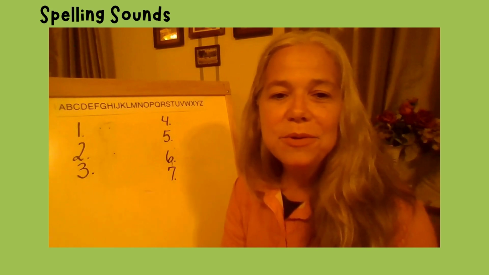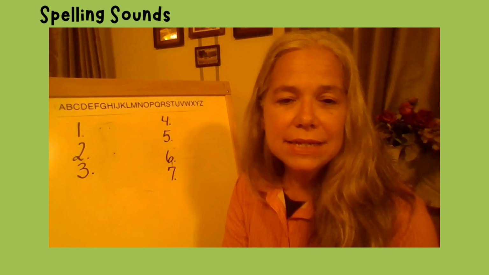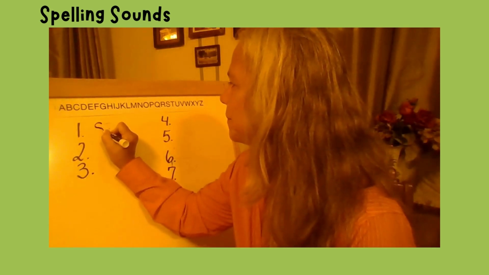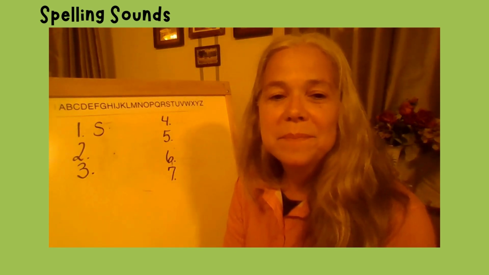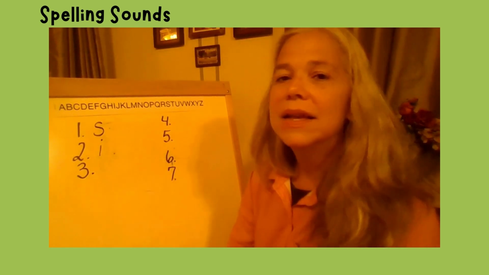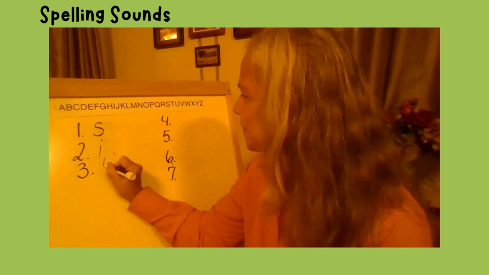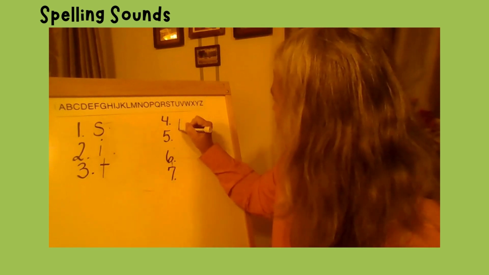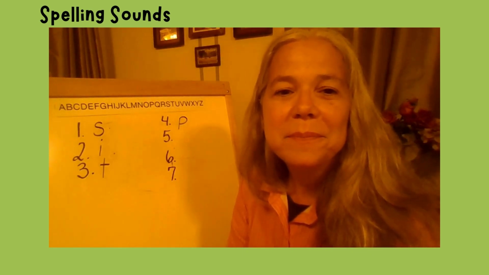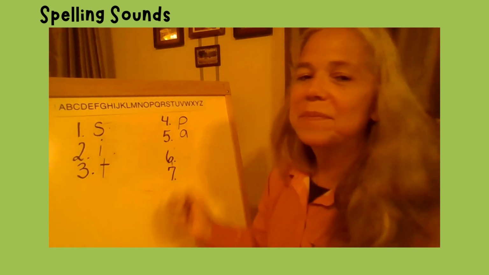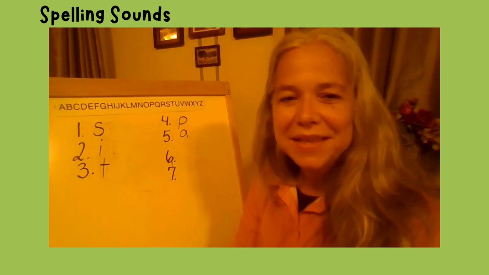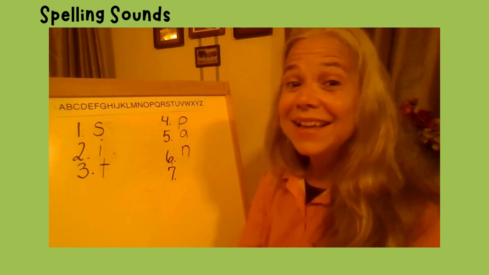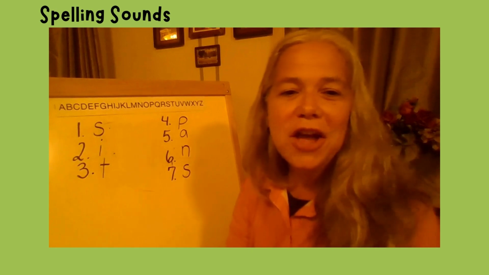Look at my mouth. I'm going to say a sound. You repeat the sound. Name the letter that makes that sound and write the letter. Here we go. Number one, s. S. I. T. Four, p. A. N. Seven, z, s. It's a voiced s sound. Good job.